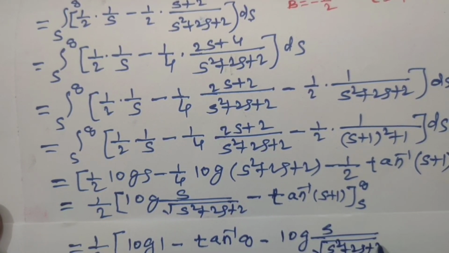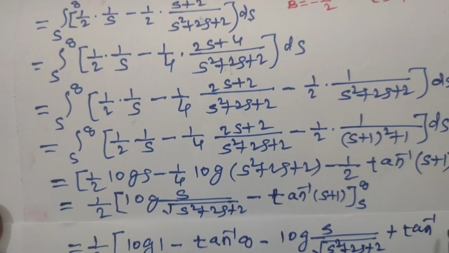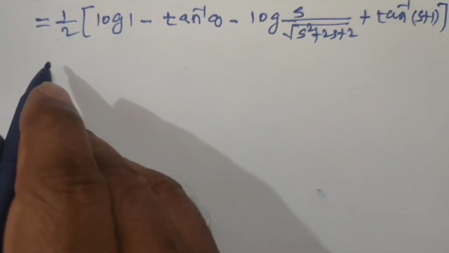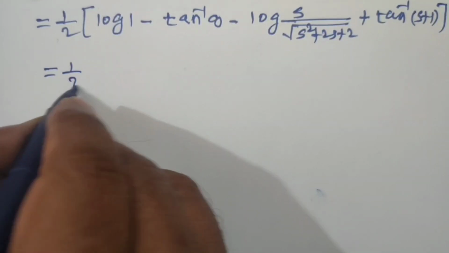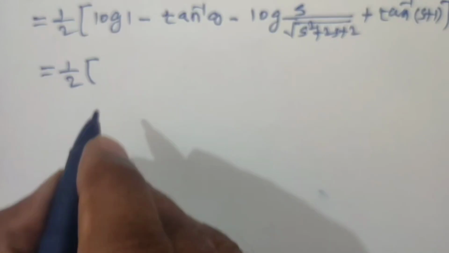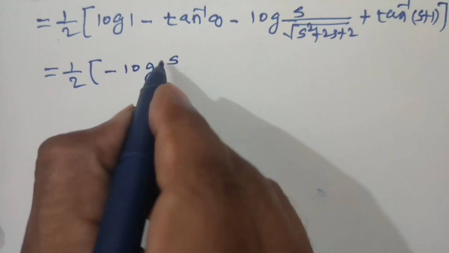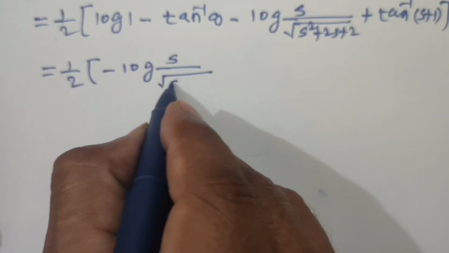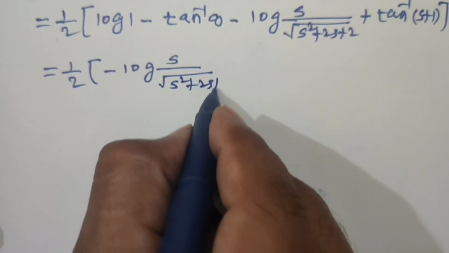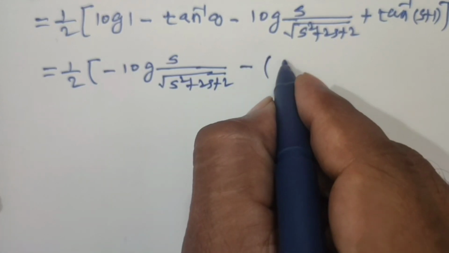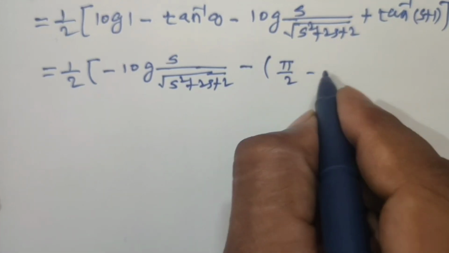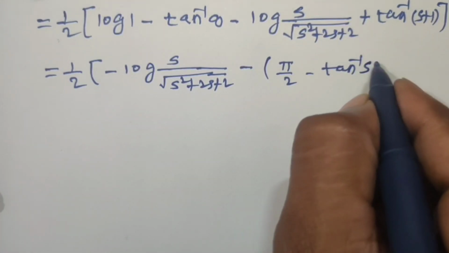Hence this is equal to 1/2 [logarithm of 1 is 0, tan inverse infinity is pi/2, and this as it is, minus logarithm of s upon square root of s square plus 2s plus 2, minus pi/2 minus tan inverse (s plus 1)].